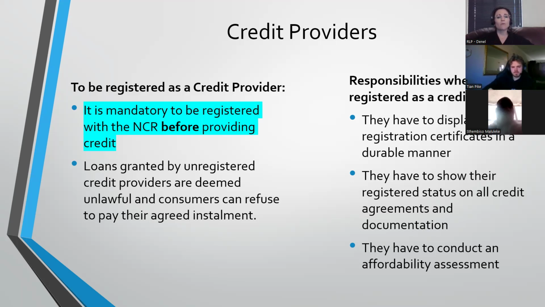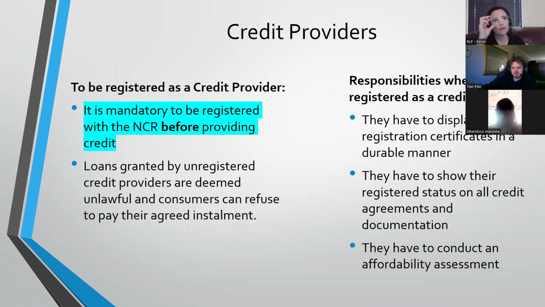Okay. Then what is the responsibility when you are registered as a credit provider? Firstly, they have to display their registration certificate in a durable manner. Do you remember I showed you that NCR logo and you guys said that you saw it at FSPs or wherever? That's their way of proving that they are registered to act as a credit provider in the national credit industry. Okay. But also they have to show their registered status on all agreements and documentation.